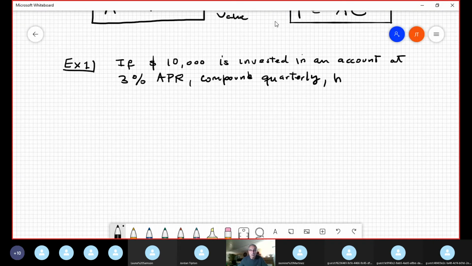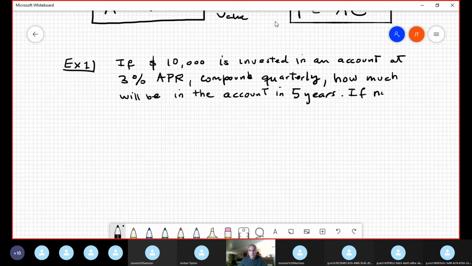So the question is, how much will be in the account in 5 years? The supposition is that no money is withdrawn.